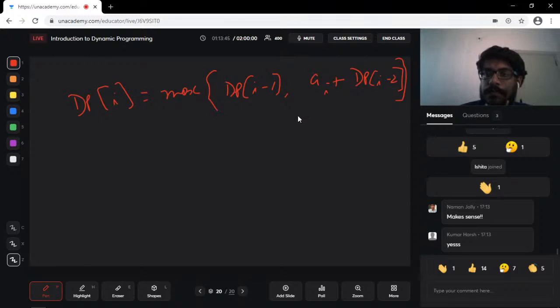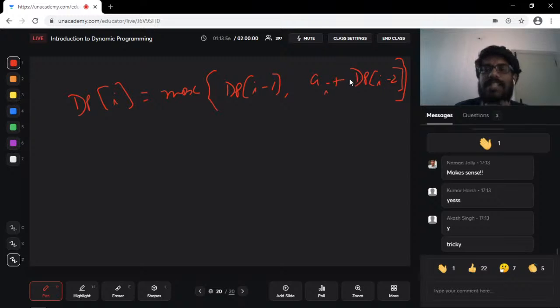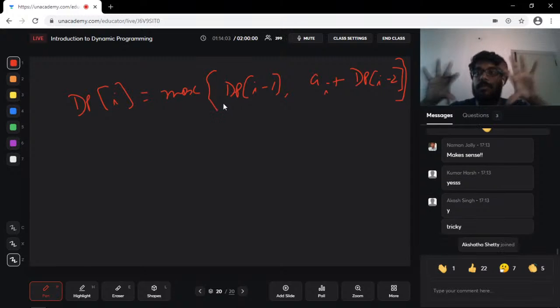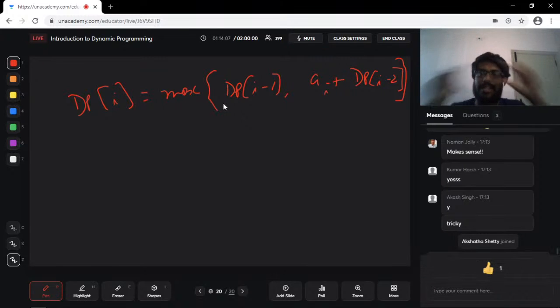This is the maximum amongst all the valid subsets which don't contain ai, and this is the maximum amongst all the valid subsets which definitely contain ai. And for dp of i I just have to take the maximum amongst both the bags. I found the max amongst everything here, and I found the max amongst everything here. So the maximum in the whole bag is just the max of the two maximums, which is just this. Okay.